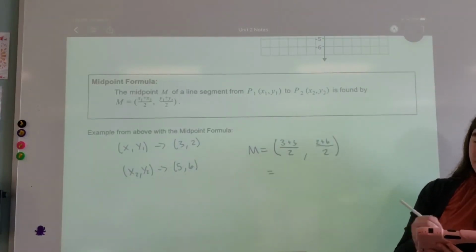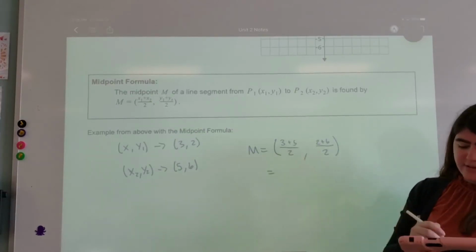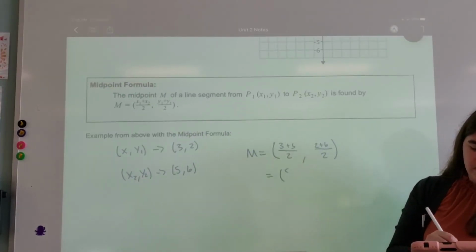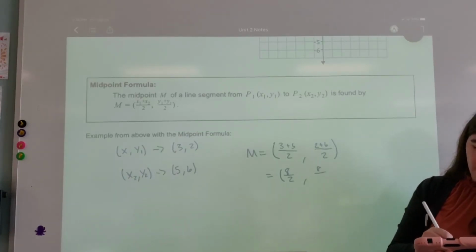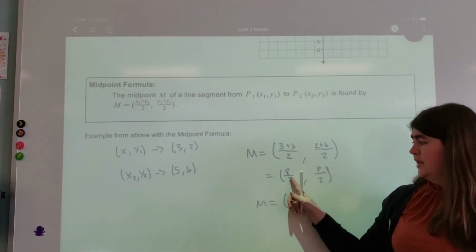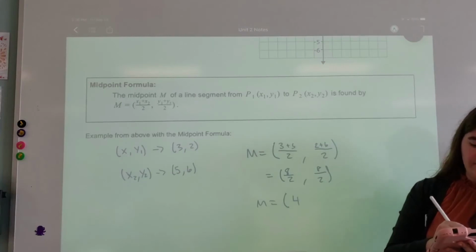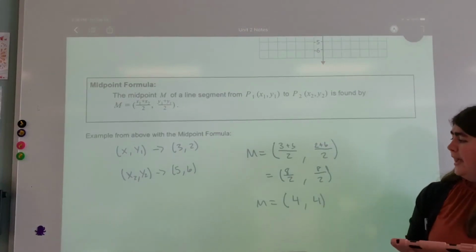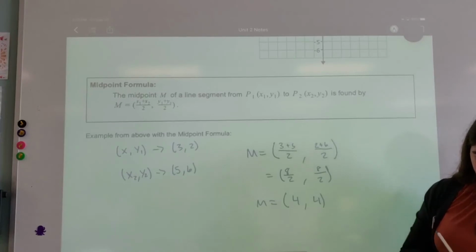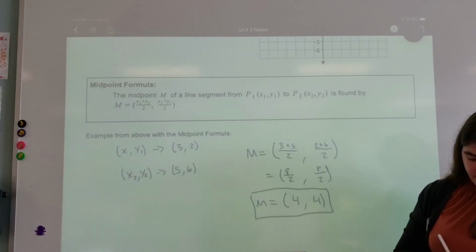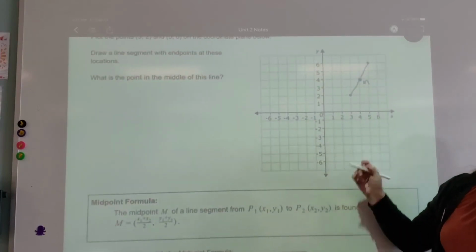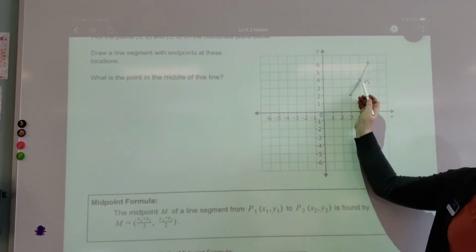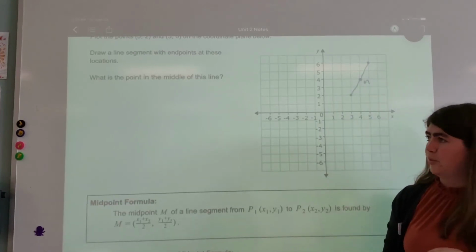So this is equal to, as I'm simplifying, 3 plus 5 is 8, so I have 8 over 2. And 2 plus 6 is also 8, 8 over 2. So M is then equal to, simplifying it all the way down, 8 divided by 2 is 4. So this is at the point (4, 4). And if we go back and look at our graph, we should notice that the point that we previously pointed out is at that coordinate, which is right here, over 4, up 4. That point M is our midpoint.